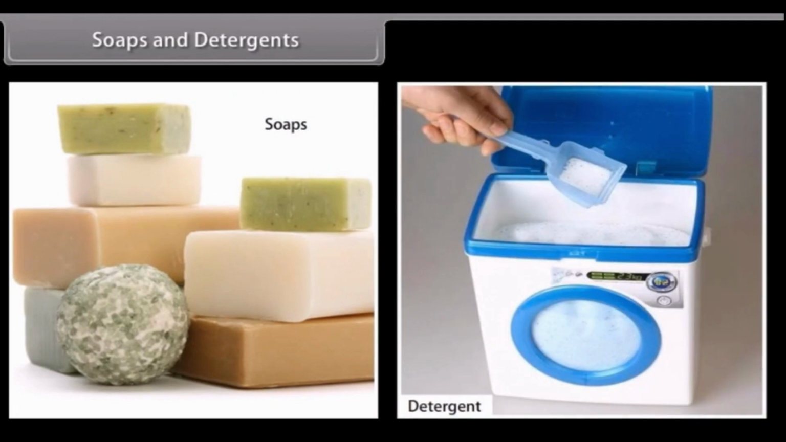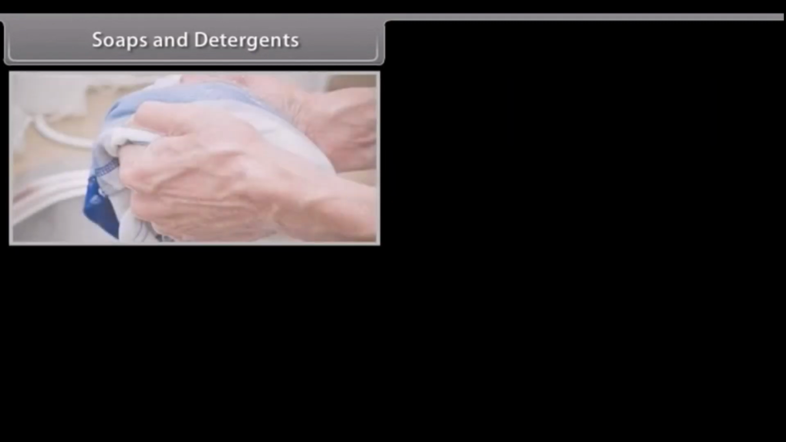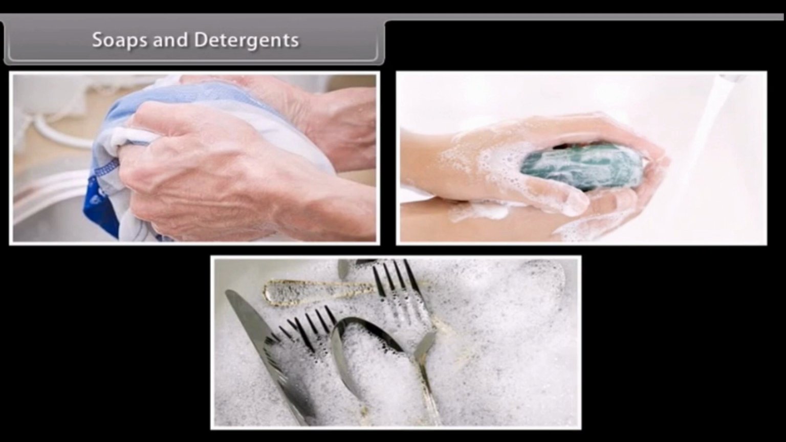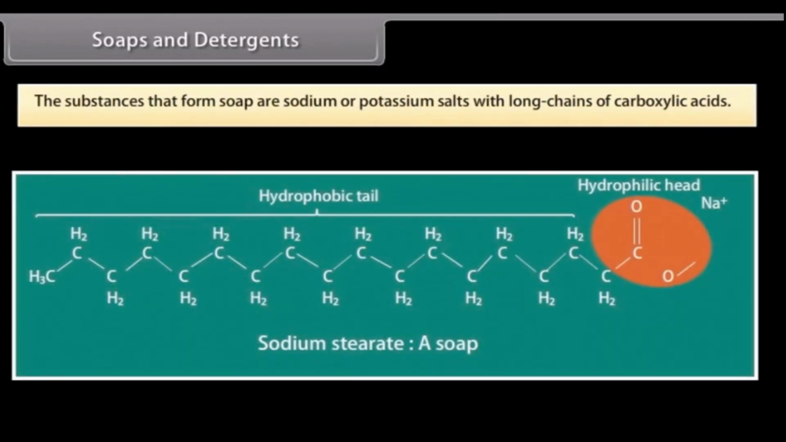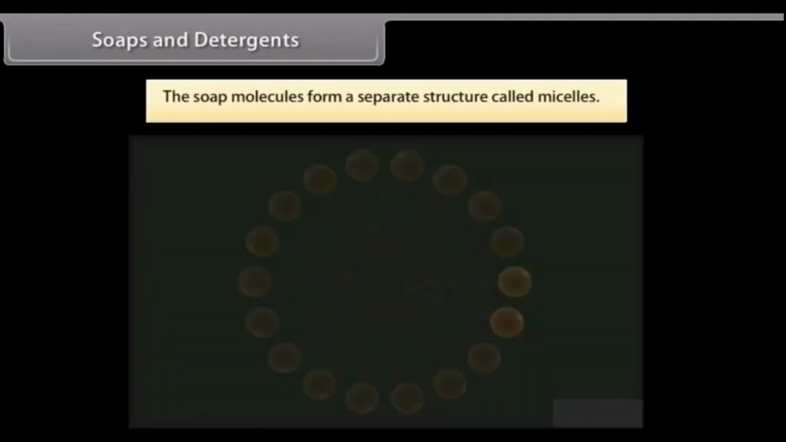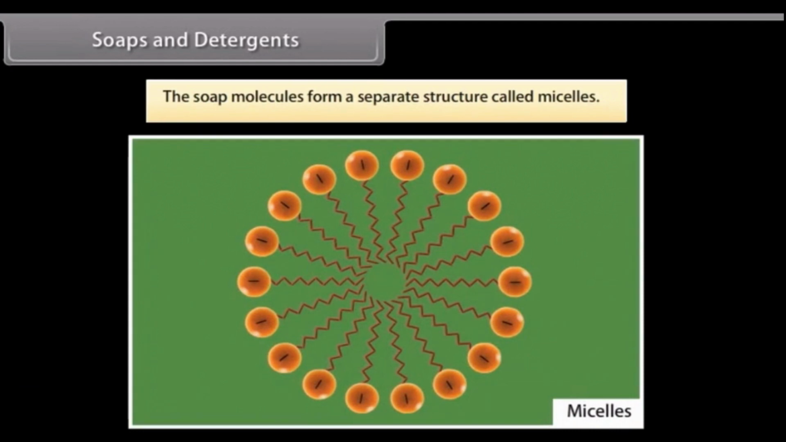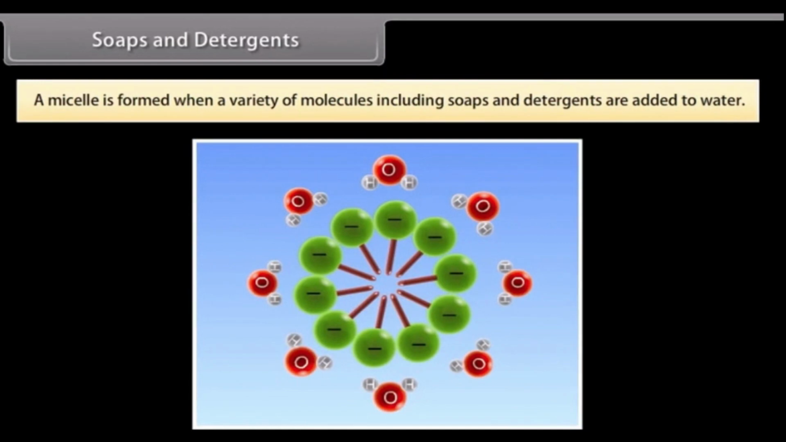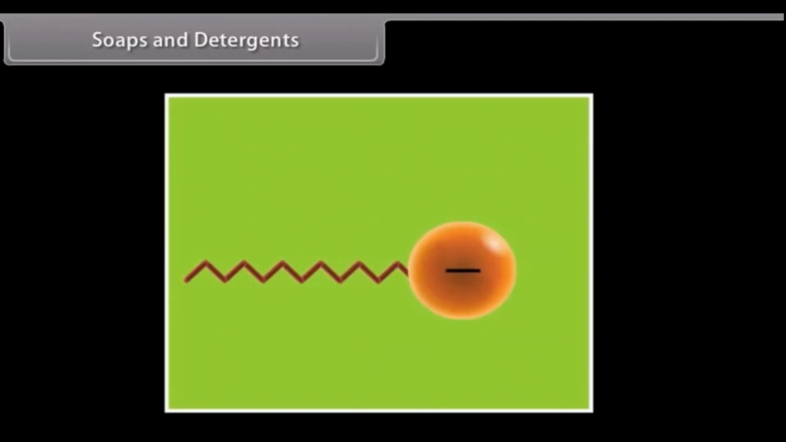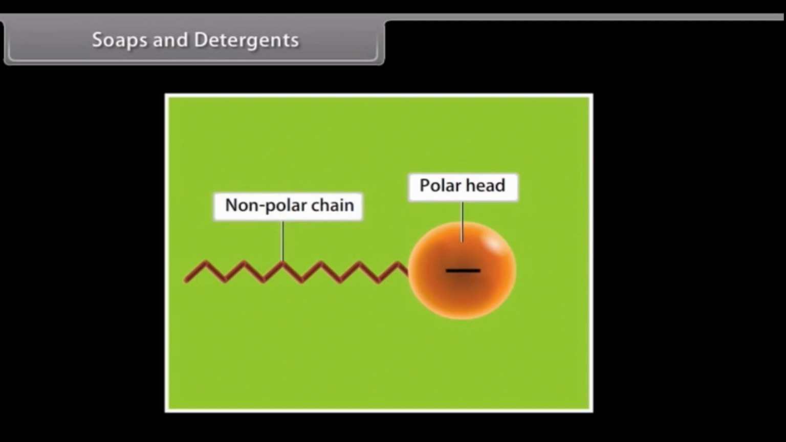Soaps and detergents. Soaps and detergents are used in our daily life to wash clothes, clean hands, clean utensils, etc. The substances that form soap are sodium or potassium salts of long-chain carboxylic acids. The soap molecules form a structure called micelles. A micelle is formed when a variety of molecules, including soaps and detergents, are added to water. These molecules must have a strong polar head and a non-polar hydrocarbon chain tail.